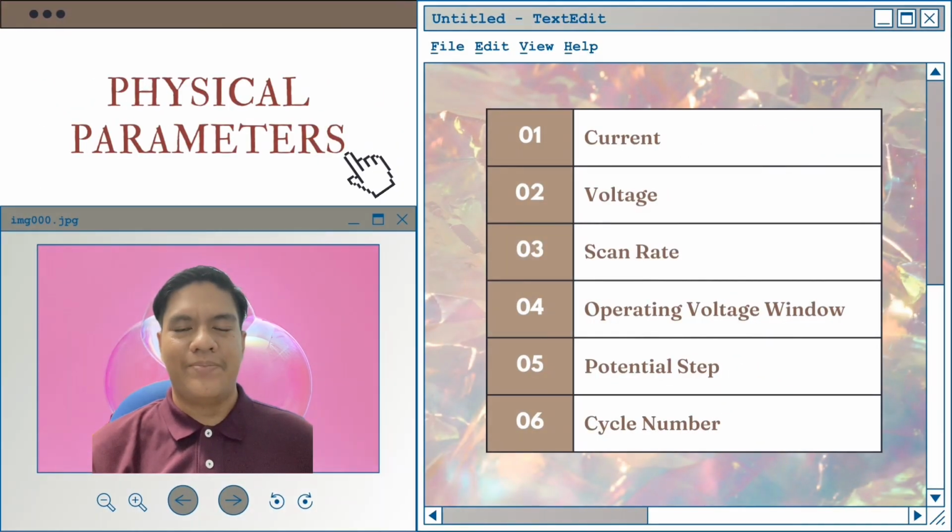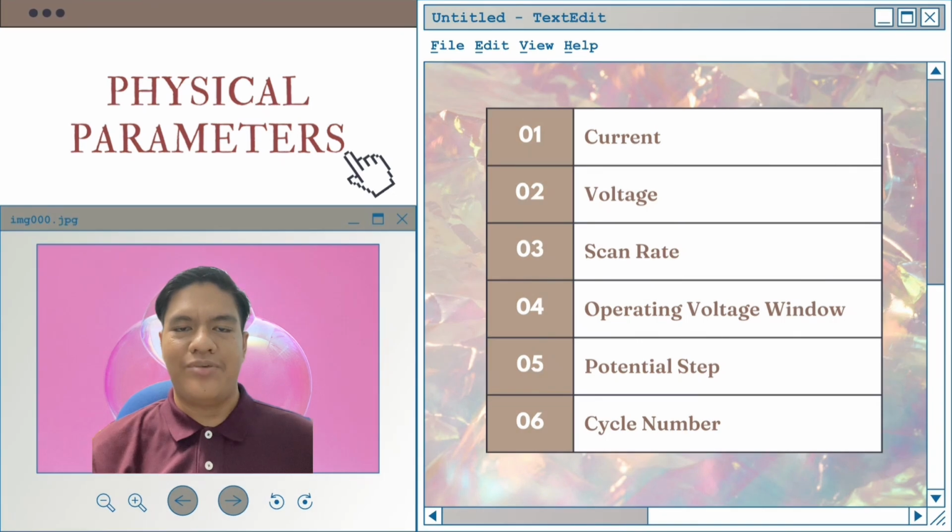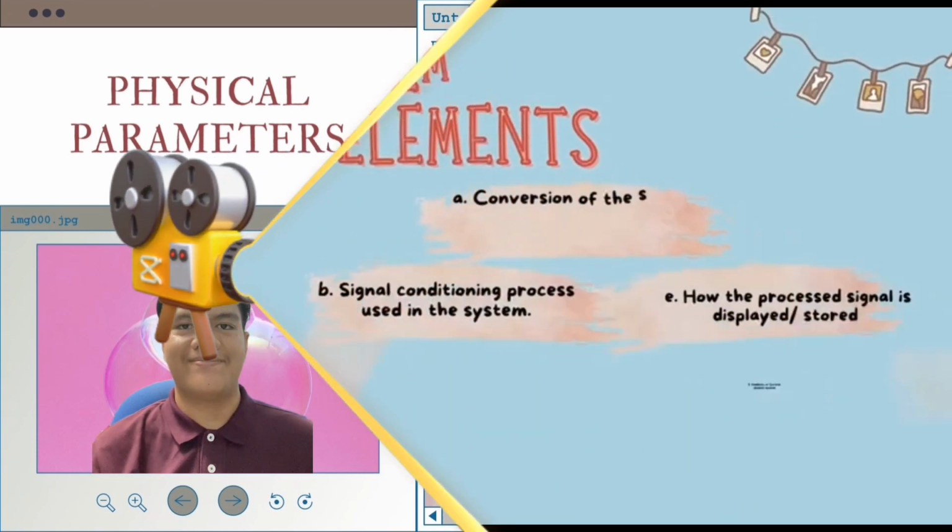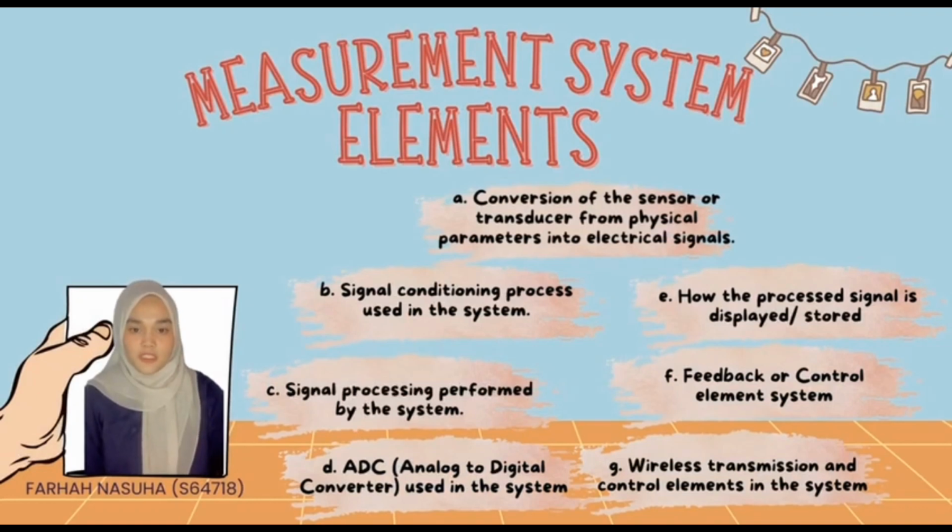Next is physical parameter. Based on the information provided in the article, the physical parameters or variables that the system is designed to measure are, firstly, current; second, voltage; third, scan rate; fourth, operating voltage window; fifth, potential step; and lastly, cycle number. Okay, next, about measurement system elements.